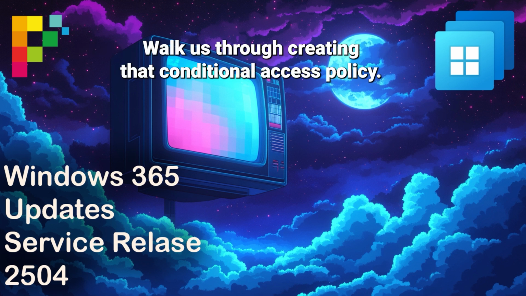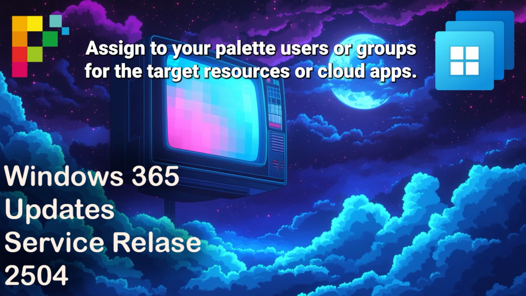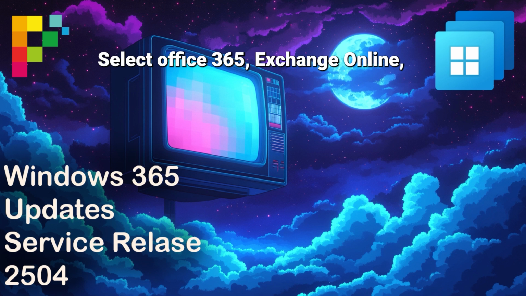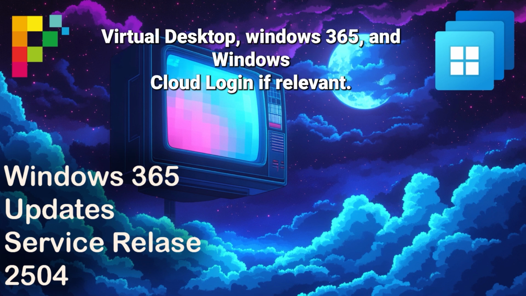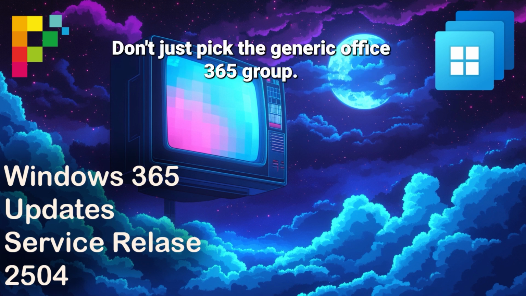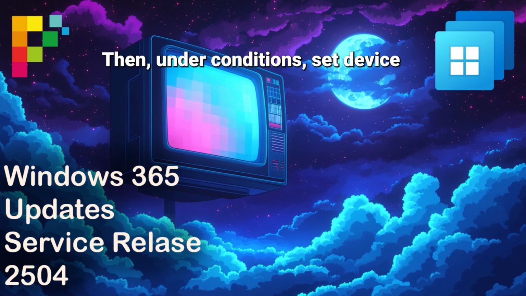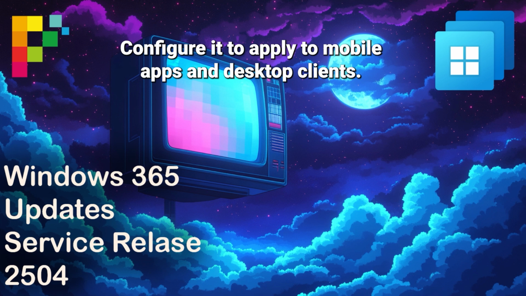Makes sense. Walk us through creating that conditional access policy, the key settings. Sure. Create a new policy. Assign it to your pilot users or groups. For the target resources or cloud apps, be specific. Select Office 365 Exchange Online, Office 365 SharePoint Online, and optionally add Azure Virtual Desktop, Windows 365, and Windows Cloud Login if relevant. Specifically those apps, not the big Office 365 suite app. Exactly. Don't just pick the generic Office 365 group. Be specific. Then, under Conditions, set device platforms to include only Windows. Under Client Apps, configure it to apply to mobile apps and desktop clients. Okay.